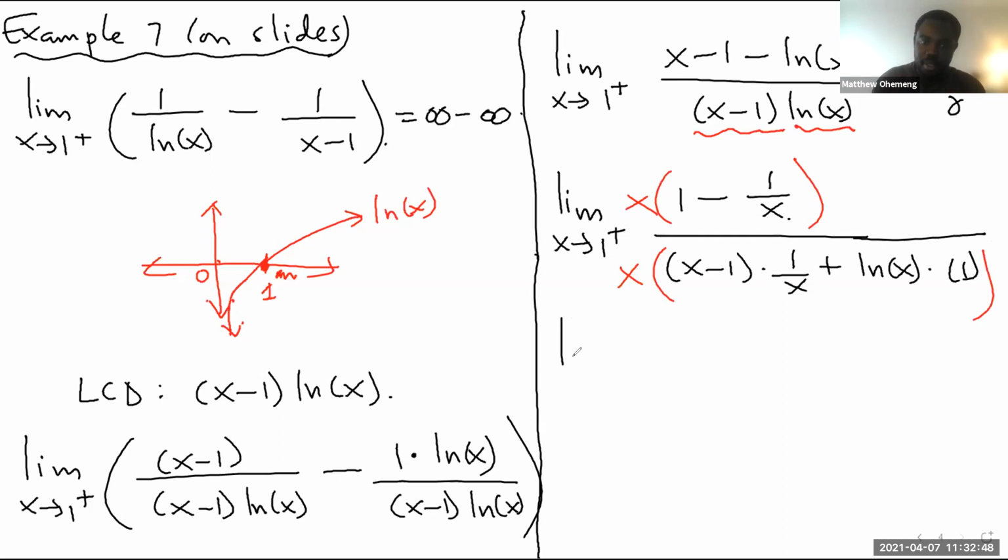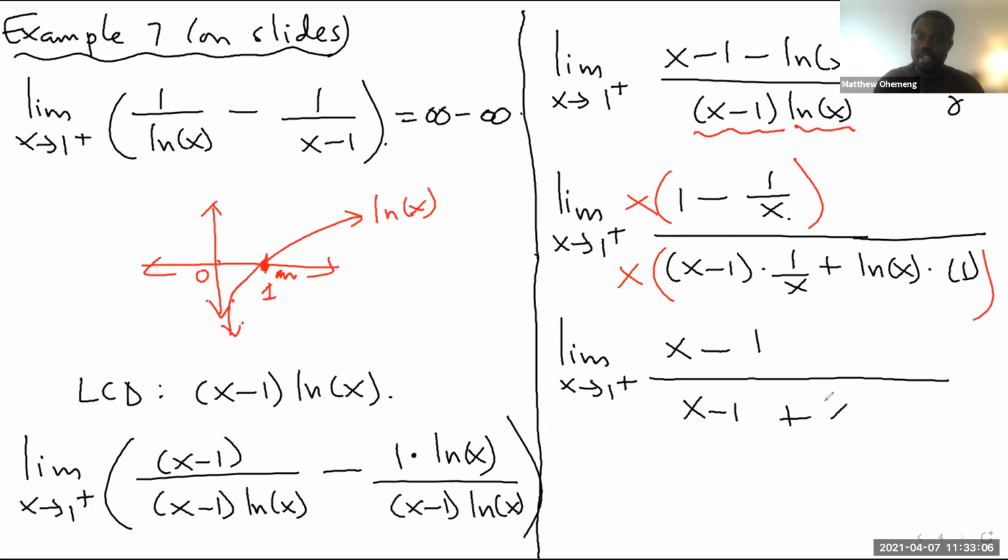So I'll have the limit as s approaches 1 from the right. Now s times 1 is x, and then s times 1 over s is 1, right? And then all over. Now x times x minus 1 times 1 over s, the x's will cancel, so that'll leave me with s minus 1 for the first term. And then plus, for the second part, I have x ln of x.